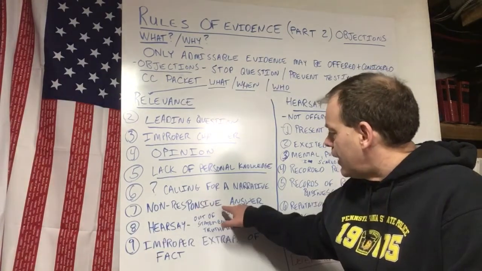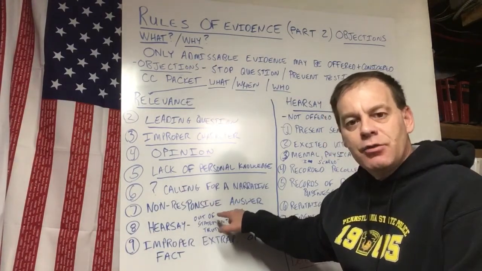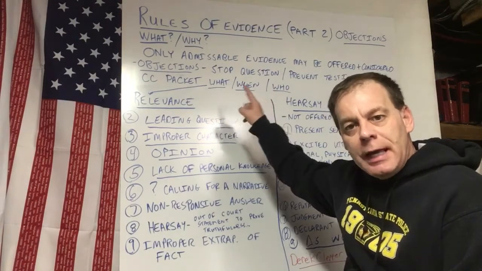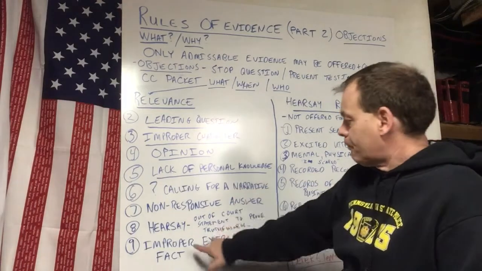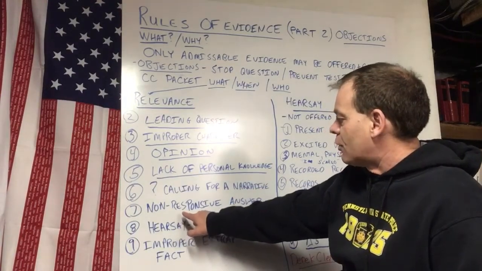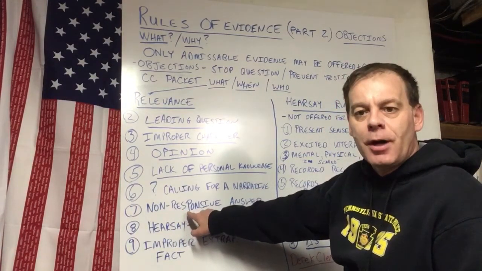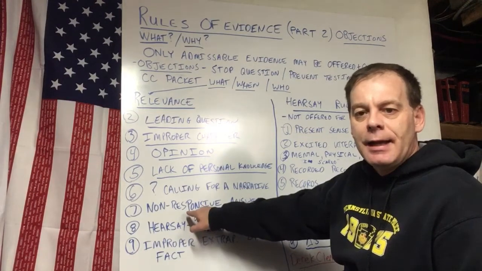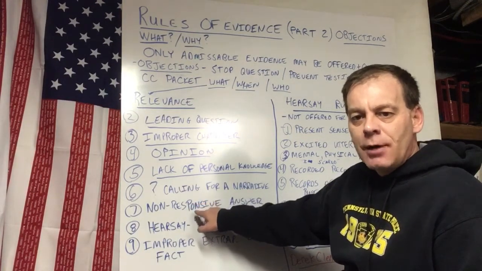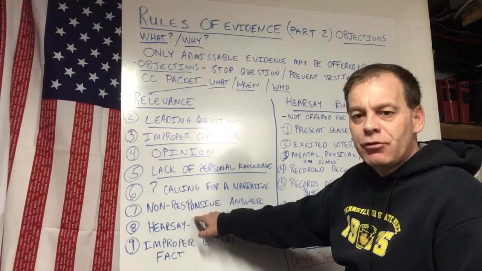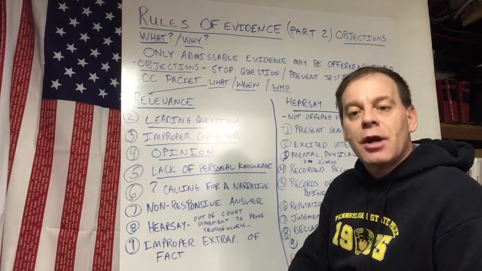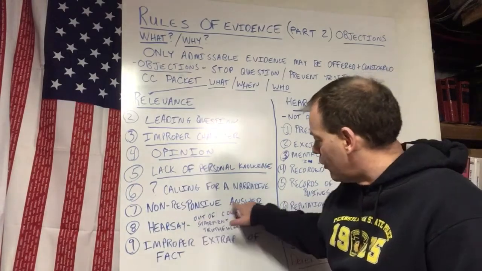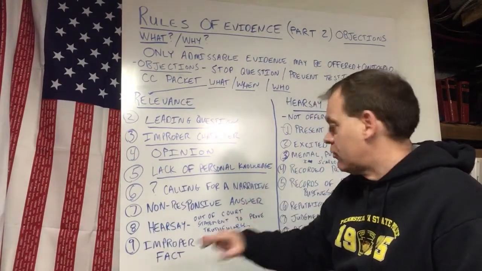A non-responsive answer. Now, remember I said you can object to the question and to the pending testimony. So, if a witness is asked a question and they give an answer that's non-responsive, you object to that answer for being non-responsive, ask for that answer to be stricken, and ask the question again. Or sometimes you don't object and you just keep asking the question. But a non-responsive answer by a witness is objectionable.